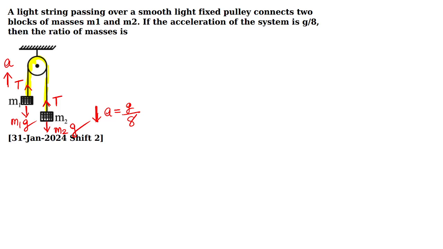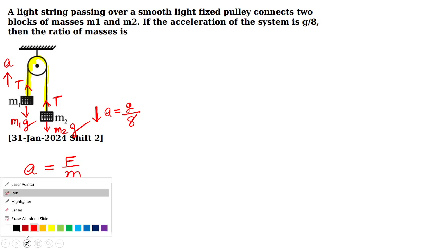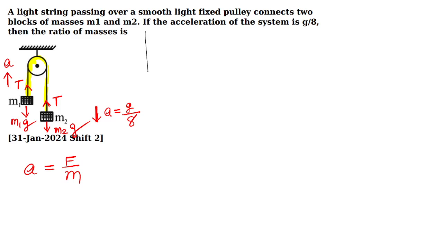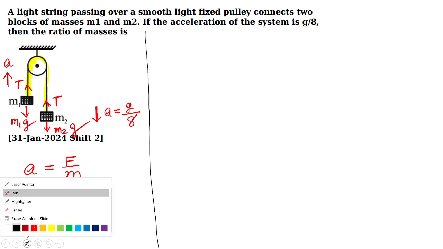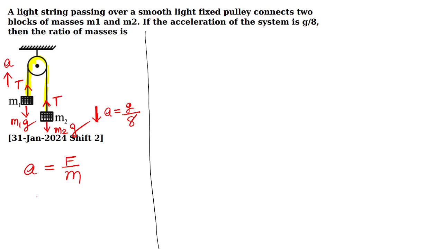So how will you find the acceleration? Acceleration is given by the net force divided by mass. Is it correct? All of you clear? Acceleration equal to net force divided by mass. You agree with me? Hello? Please respond. Rakshana, Deva, understood? Yes.